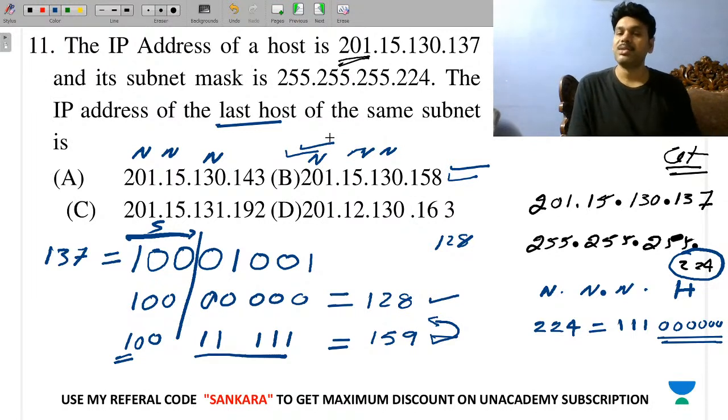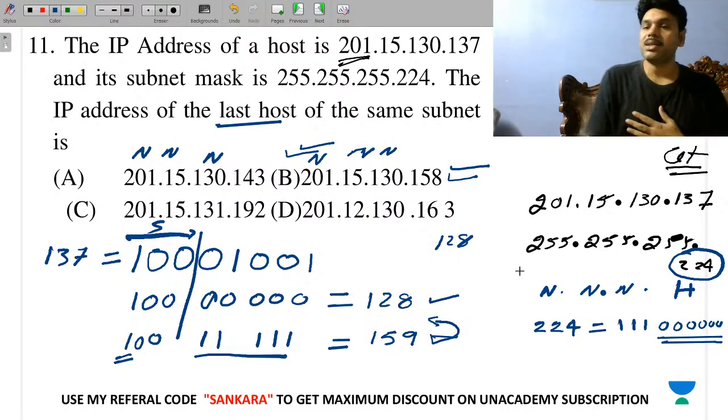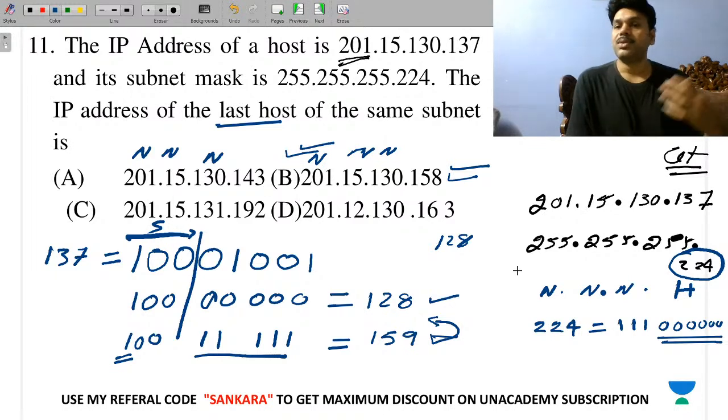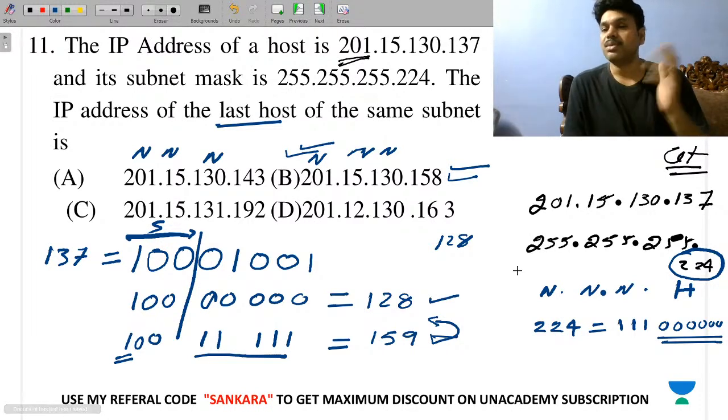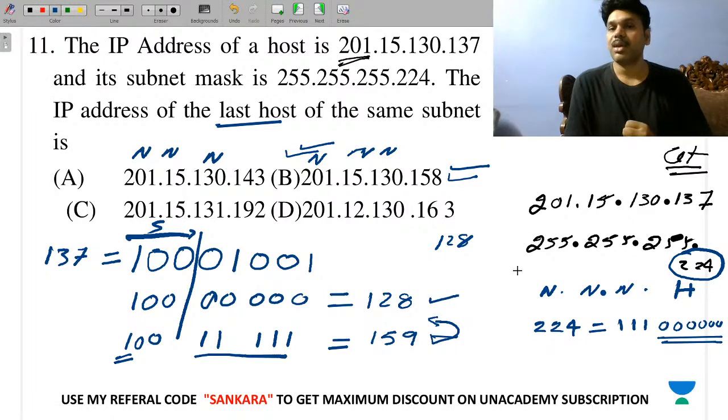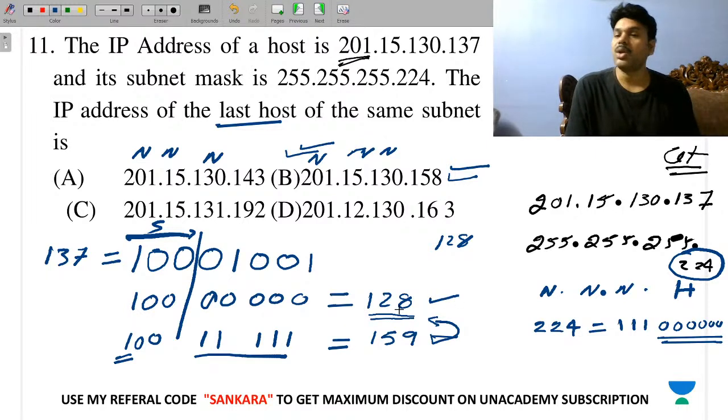Okay, my dear friends. This you can also do in another style. What is the other style? Your host ID part is 2 power 6, so 64 is the concept of your subnet ID. So 0, 64, then 128, then 192. You go in that fashion. Then you also get the ending number of your 128 subnet. Okay, friends.